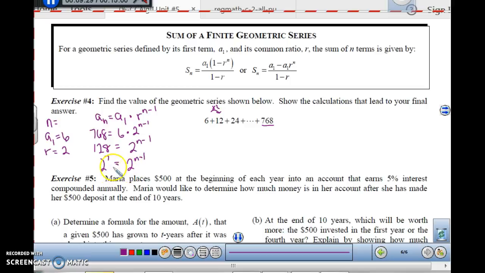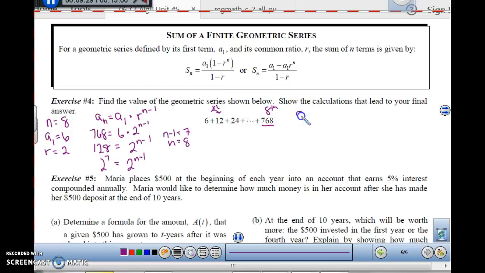If I have the same base, what do I do with the exponents? Well, n minus 1 will equal 7, so that means n is equal to 8. So I'm actually going to have 8 terms of the sequence. This is the first term, second term, third term, and this is going to be the 8th term of the sequence. Now we have all the pieces we need to use this formula. You can use either one; it doesn't matter.